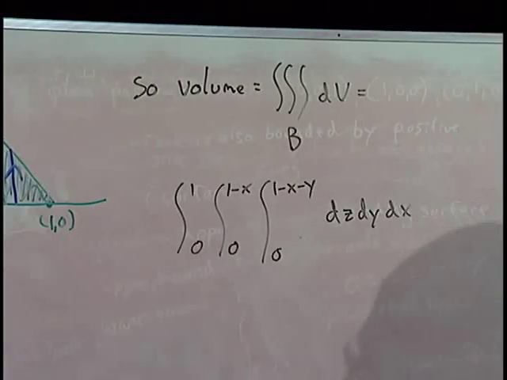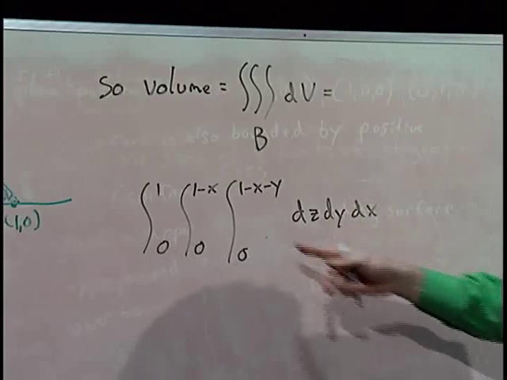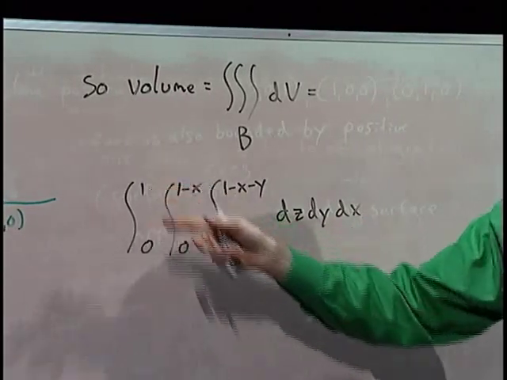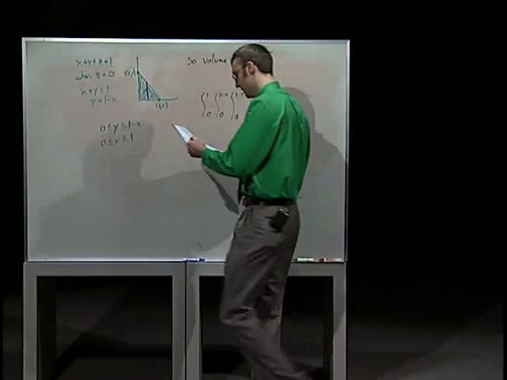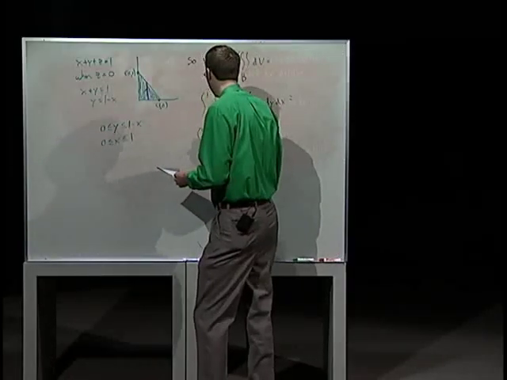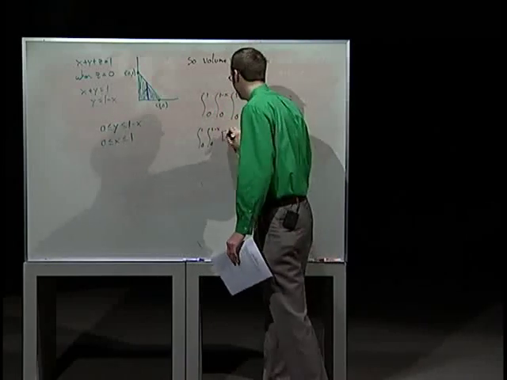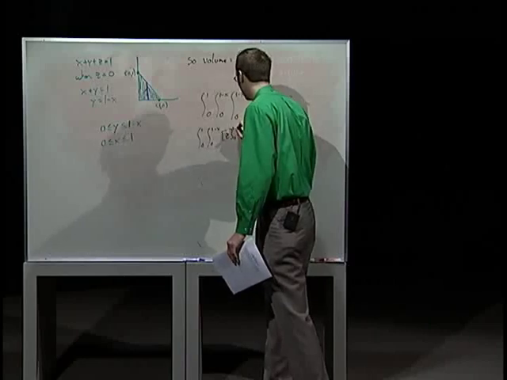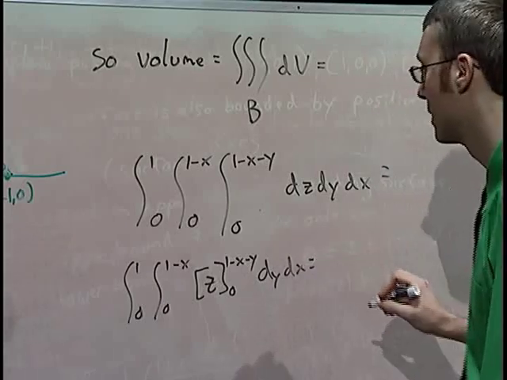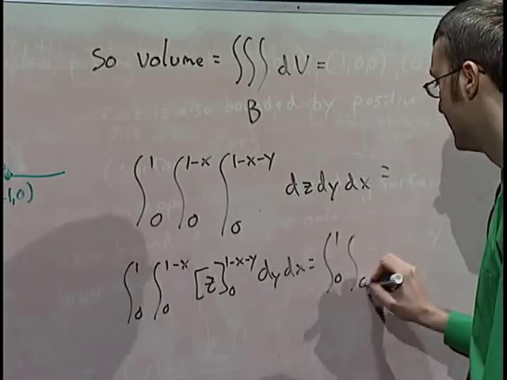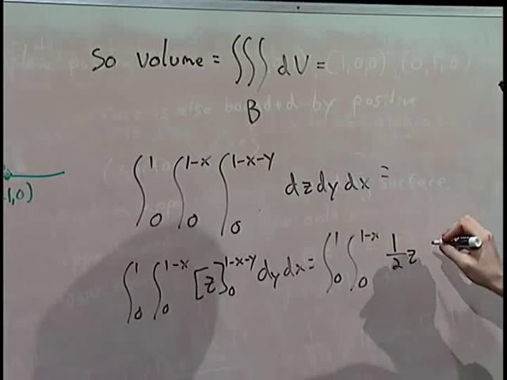dx. Now we're doing dz first because we have it in terms of x and y, dy second in terms of x, dx third. It's just constants. So let's start this here. The integral from 0 to 1, 0 to 1 minus x of z ranging from 0 to 1 minus x minus y, dy dx. That's the integral from 0 to 1, 0 to 1 minus x of 1/2 z squared.